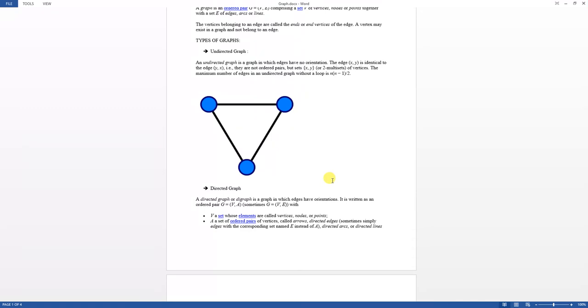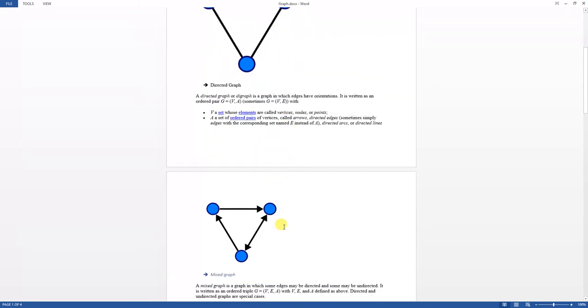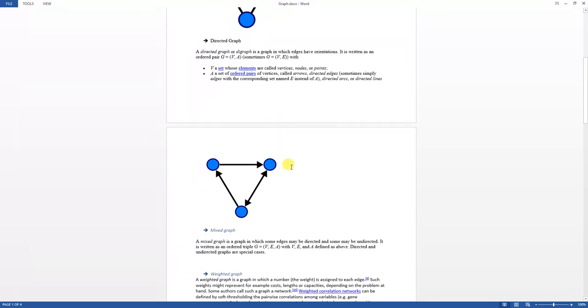Another type of graph is a directed graph. A directed graph, as you can see here, is a graph in which edges have orientations. That is, this edge is connecting to this edge, and it is written as an ordered pair G equals V comma A, sometimes G equals V comma E, in which V is a set of elements called vertices and A or E is called edges. So there are directed lines in this graph.